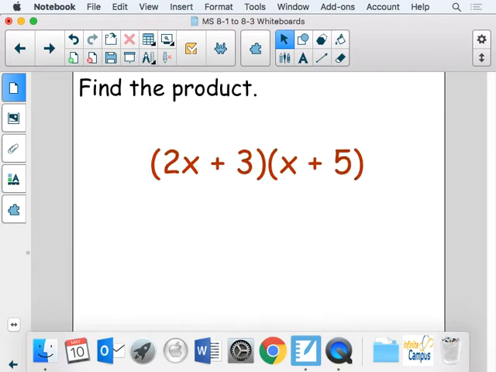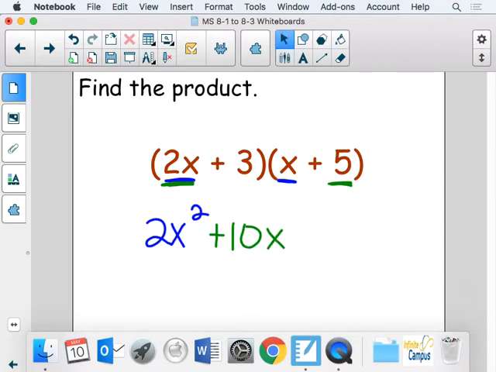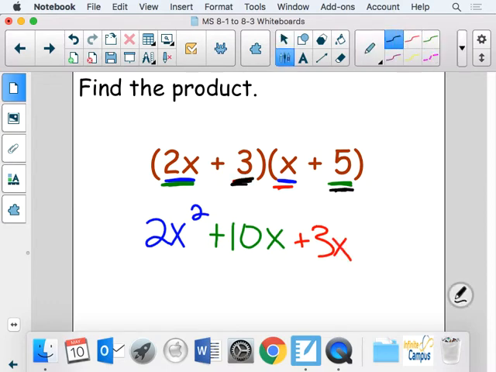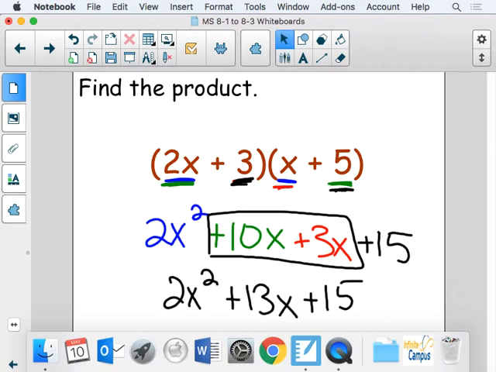All right, our next one here, I'm going to use FOIL method. First is 2x times x, which is 2x squared. Outside is 2x times 5, which is 10x. Inside is 3 times x, which is 3x. And last is 3 times 5, which is 15. If we combine our inside-outside, we get 2x squared plus 13x plus 15 as our final answer.